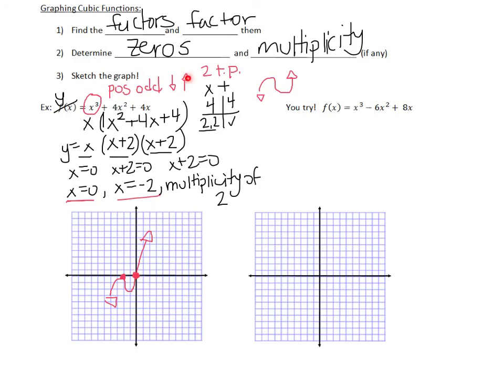But my end behavior is like it should be. It's supposed to be down and up, so I have down and up. I'm supposed to have 2 turning points. I was going up, I've turned around, I've gone down, and I've turned again, I'm going up, so I have my 2 turning points. And I'm supposed to go through 0, I'm going through 0, and bounce off -2. I'm bouncing off at -2. So here's my sketch of my cubic function.